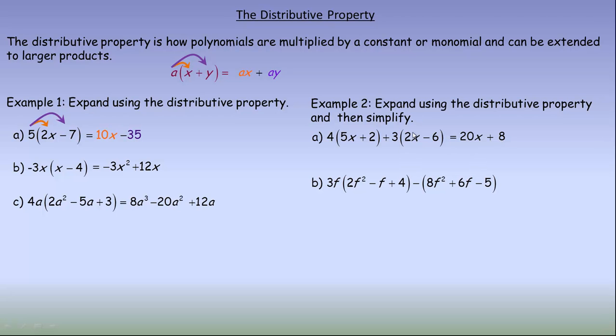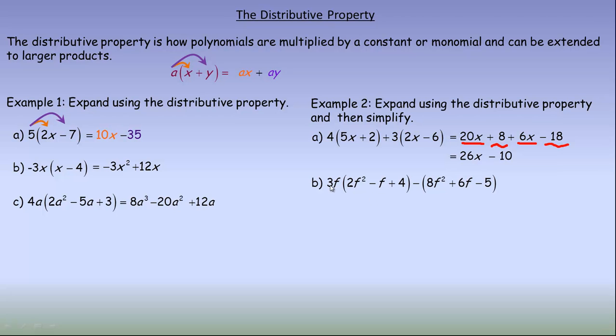Next, we would multiply the 3 into the 2x minus 6. So 3 times 2x would be 6x, and 3 times negative 6 is minus 18. Now there are some like terms here. So notice that this is an x term, and this is an x term, and so 20x and 6x will add to 26x. Similarly, the 8 and the minus 18 are numbers, so they're like terms, and so we would combine those together. And so it's positive 8, subtract 18, which would be minus 10, so we would write minus 10 after the 26x.